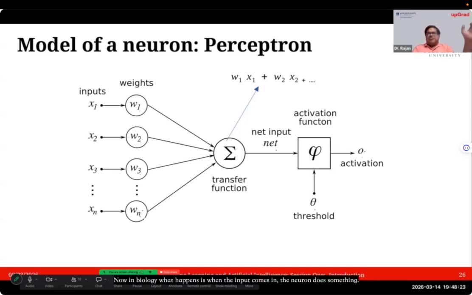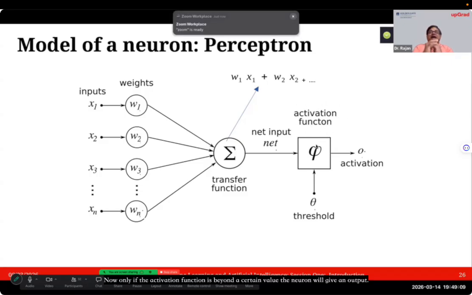Now, in biology, what happens is when the input comes in, the neuron does something. What it does, we do not know. We have the model. The model is this: each input is multiplied by a weighting function, by a constant. All the inputs are then added, and it's added to the bias. Then that is transformed by a nonlinear transformation of this sum of the weighted inputs. That's called the activation function.